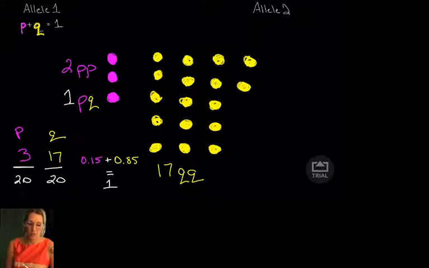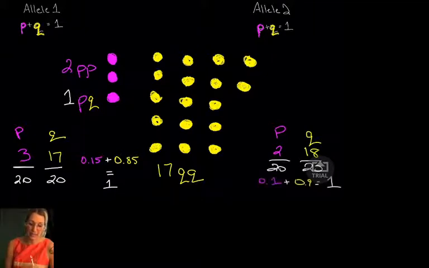Let's do allele 2. Allele 2, again, P plus Q equals 1. At allele 2, at our second position, there are only 2 individuals that have a P there, whereas there are 18 individuals that have a Q in that second position. We divide by 20 once again, we get 0.1, 0.9, and that equals 1.